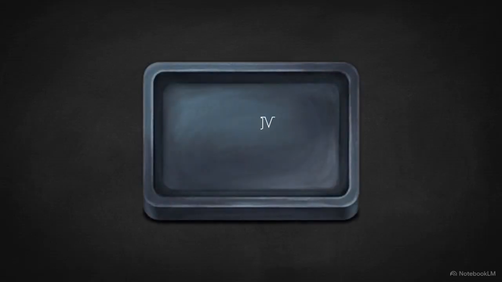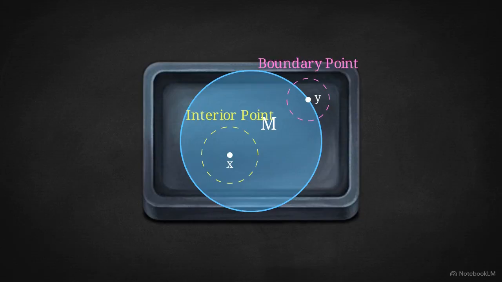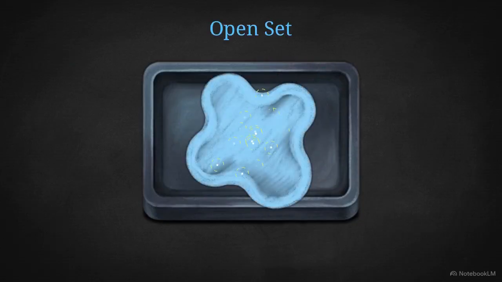We use these balls to categorize the points within any set. If we can fit an open ball around a point x so that the entire ball stays inside set M, then x is an interior point. But if a point y sits exactly on the edge, it's different. Any open ball around y, no matter how small, will contain some points inside M and some points outside M. This is a boundary point. This leads us to a formal definition. A set is open if every single one of its points is an interior point. In other words, an open set contains no boundary points.